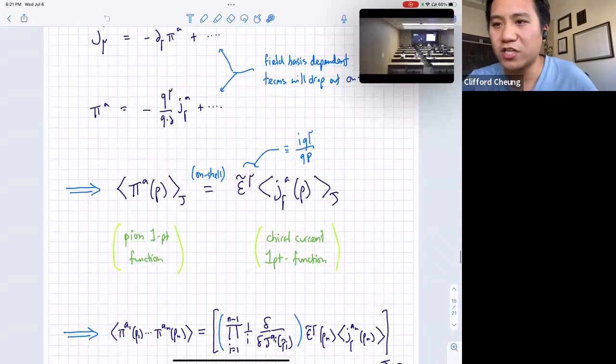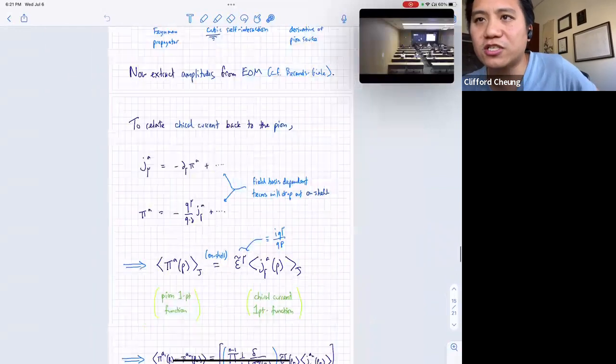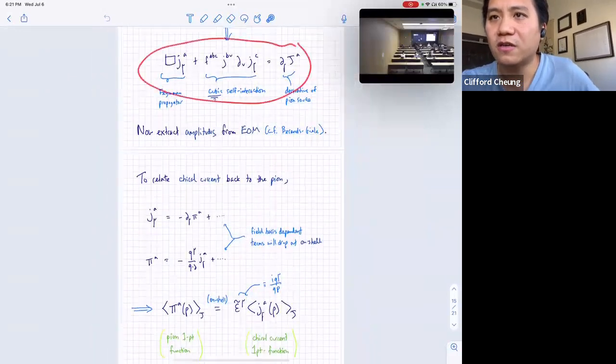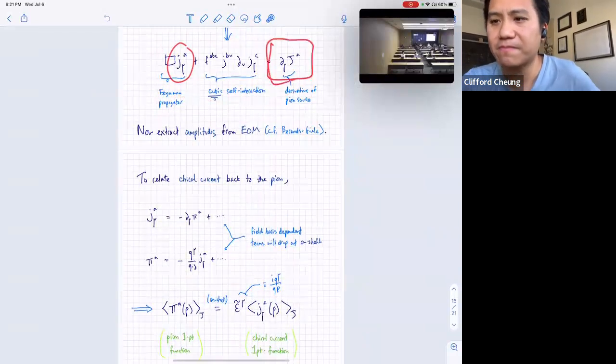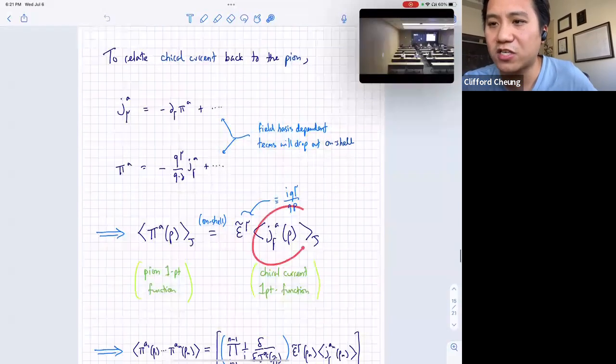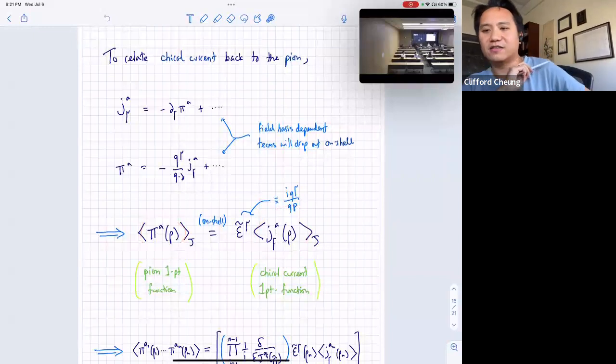We compute the 1-point function for the chiral current. And by 1-point function, I just mean the solution to this equation of motion. In other words, the equation of motion for J sourced by capital J defines the 1-point function for the chiral current, and it's exactly related to the 1-point function for pions.